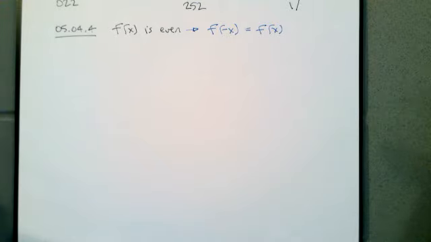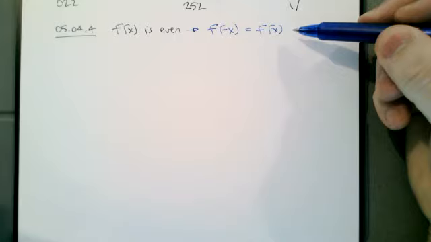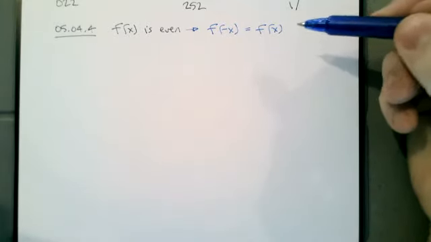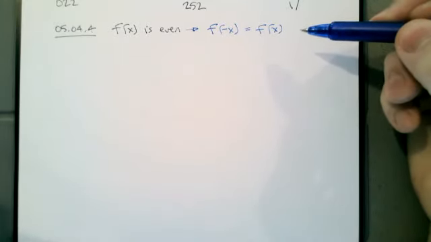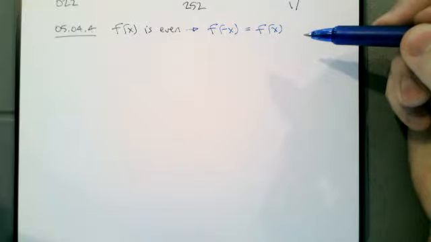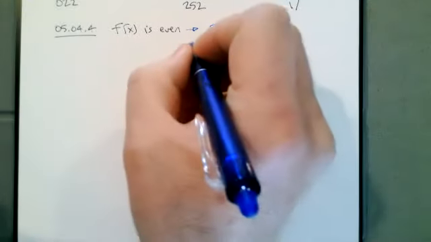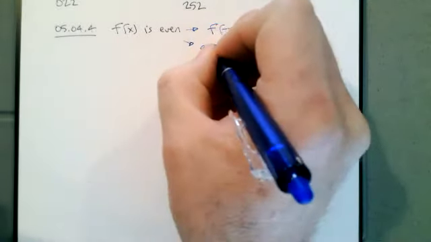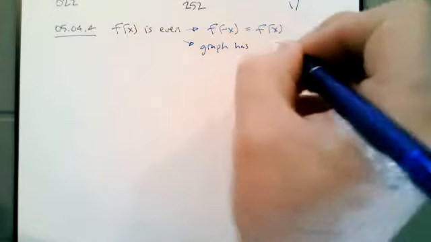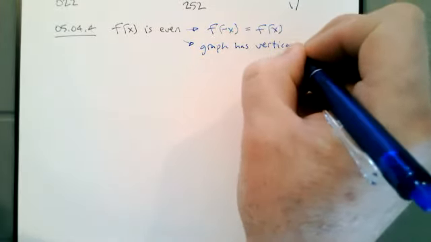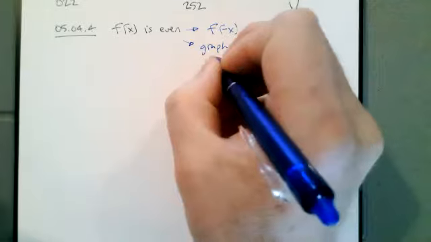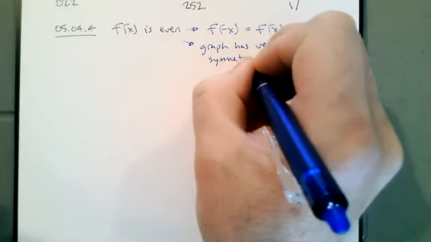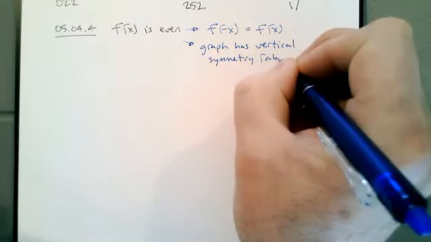So f of x is even, which means f of negative x is f of x. Don't be mean, they're just trying to help. F of negative x is f of x. What that means in terms of the graph is that we have symmetry about the y-axis. We have vertical symmetry. So the graph has vertical symmetry, that is, about the y-axis.